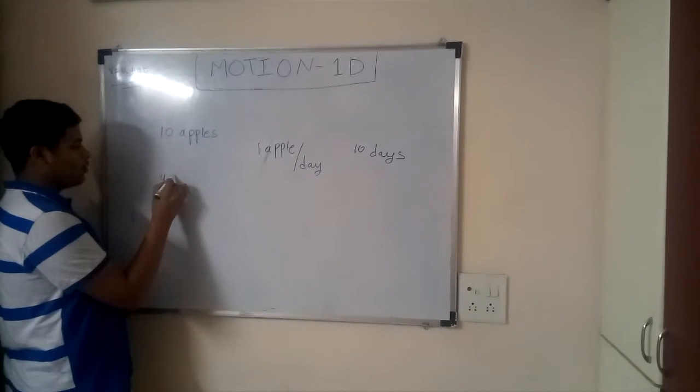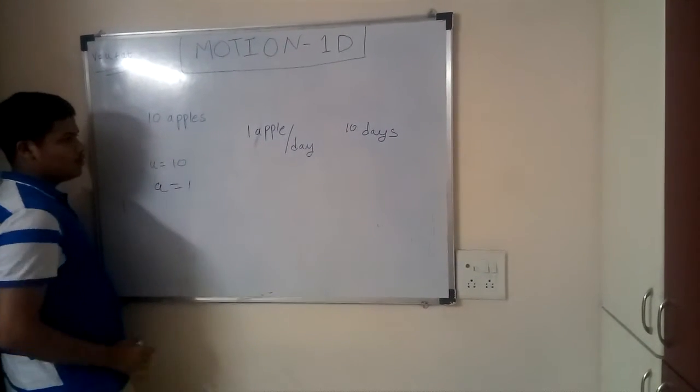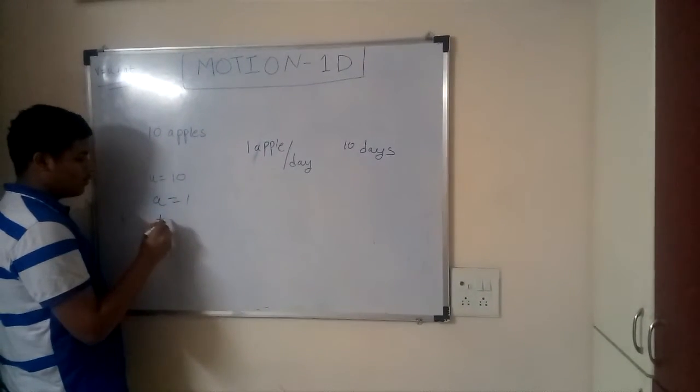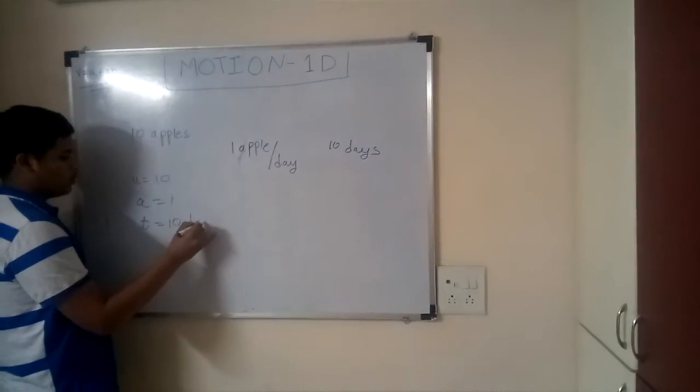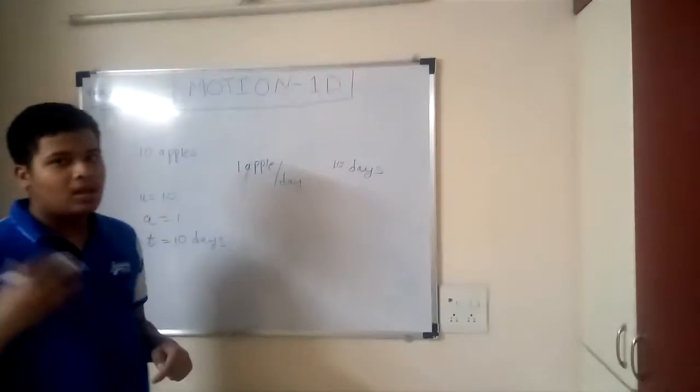So what will be our initial velocity? 10, acceleration 1, and final time 10 days. So we have to calculate the number of apples on the last day.